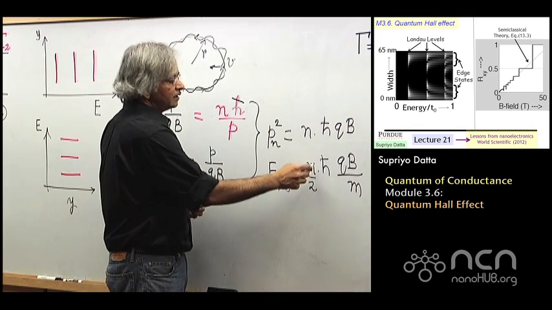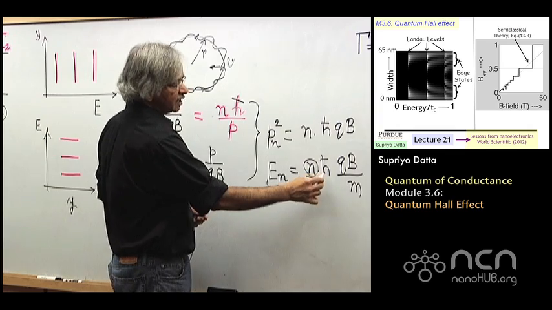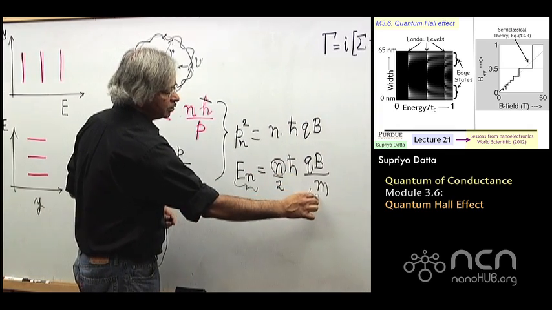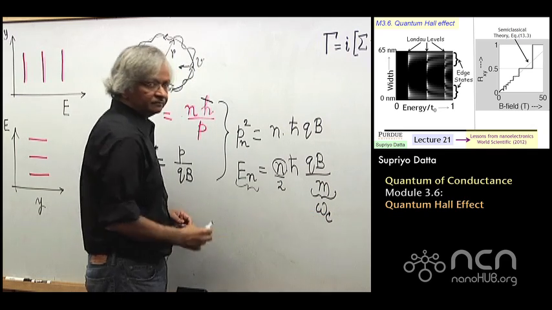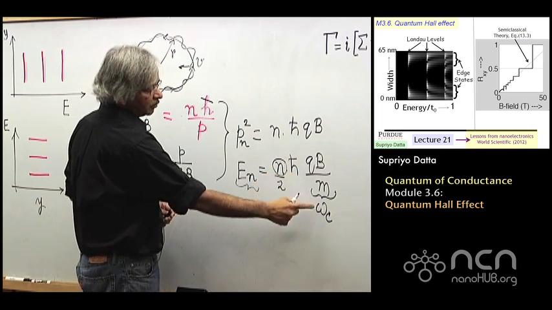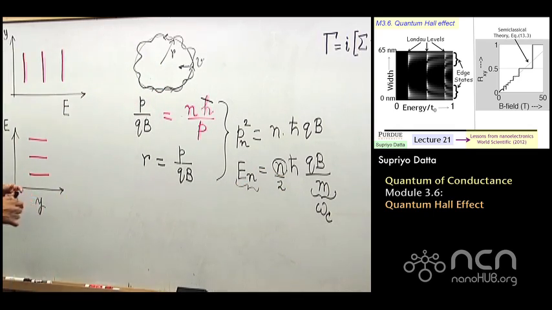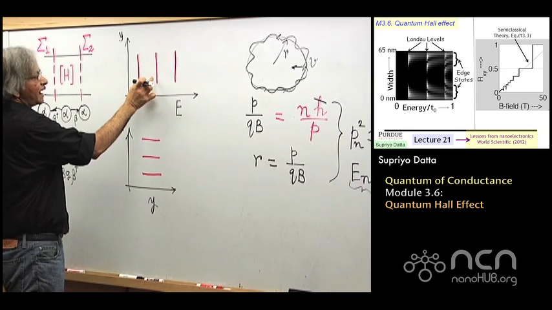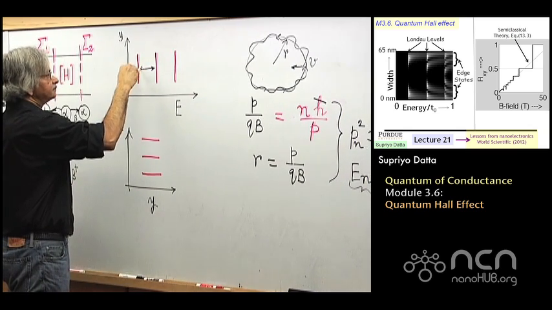that are integer multiples of a basic quantum, and this is h bar qB over m. qB over m is what's called the cyclotron frequency, omega c. And so it's half h bar omega c times n. Actually, the levels that you see are not spaced by half h bar omega c, they are actually spaced by h bar omega c.